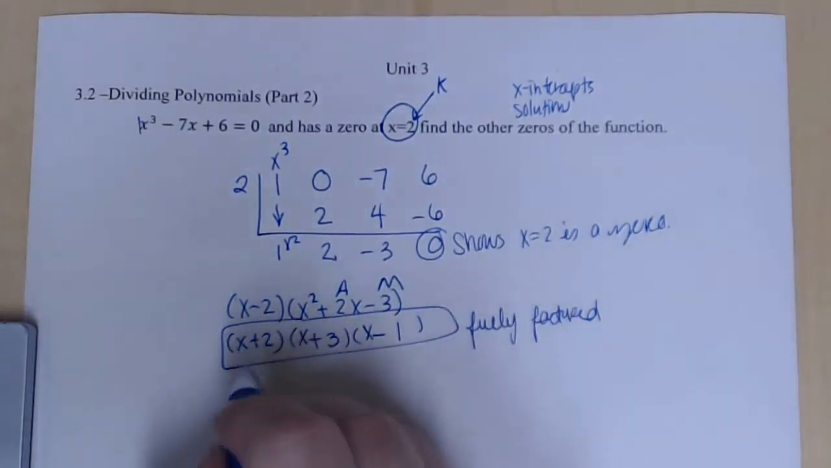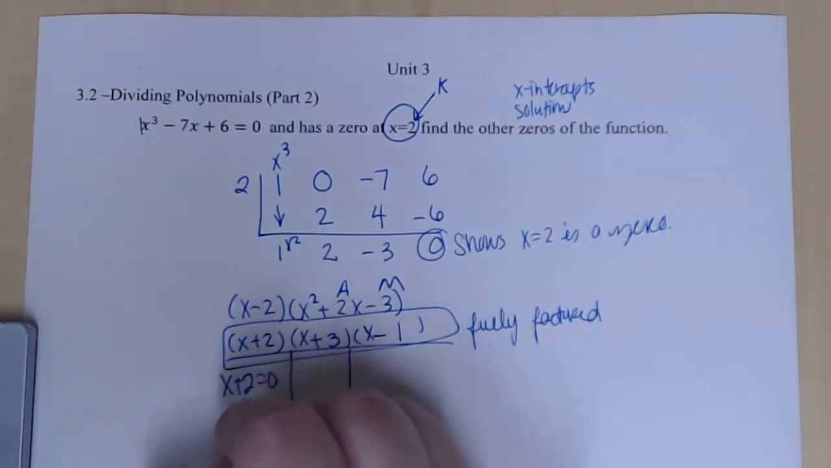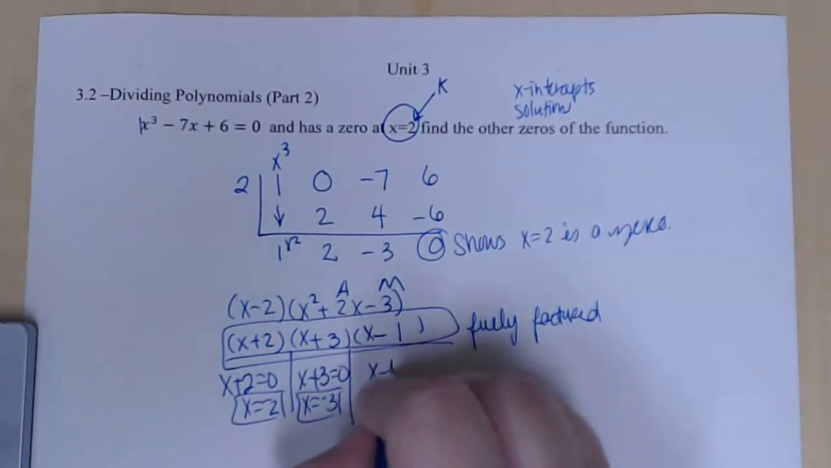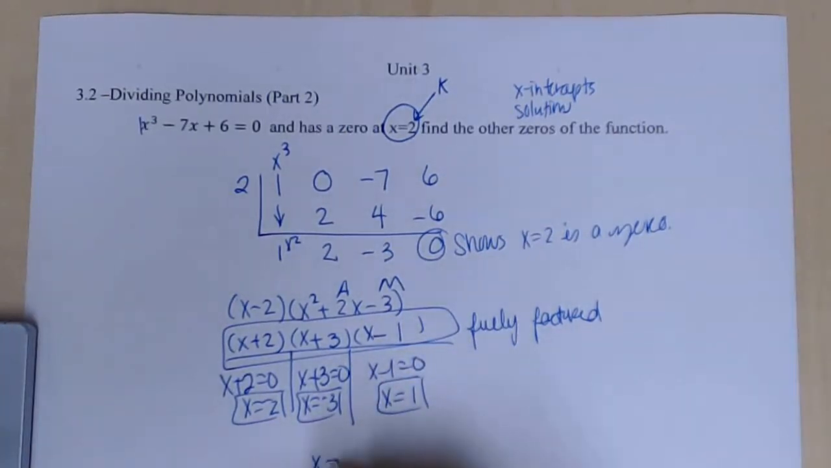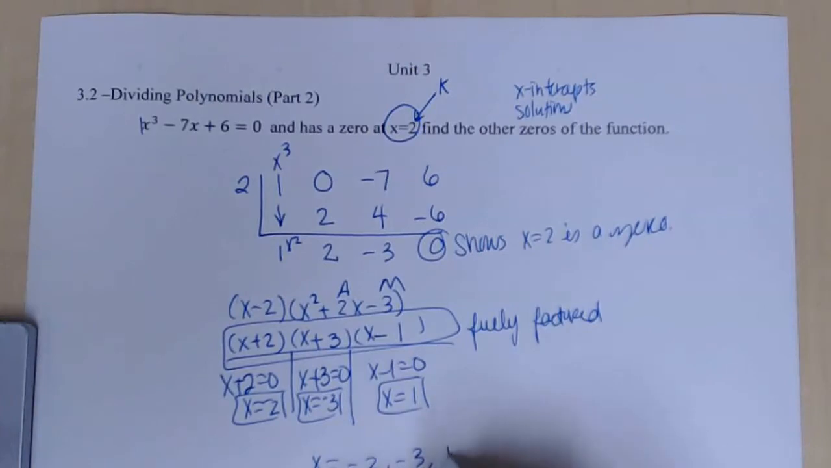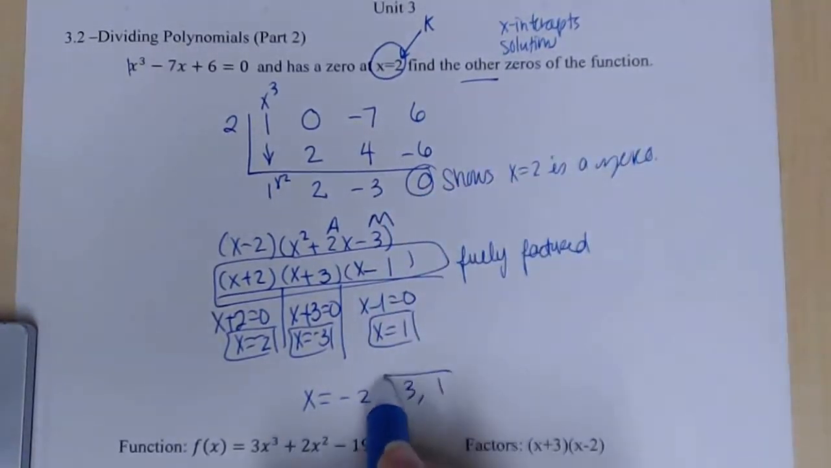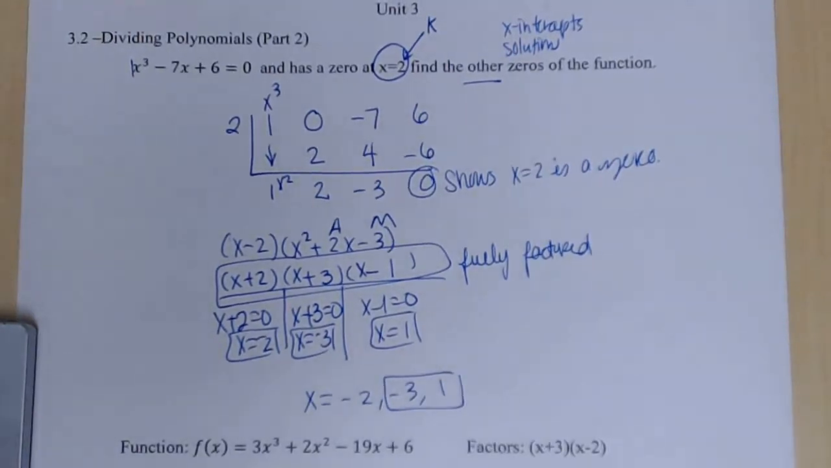It asked me to find all the zeros of the function, so I just set each of those pieces equal to 0. So I have x plus 2 equal to 0, so x is -2. x plus 3 equal to 0, so x is -3. And x minus 1 equal to 0, so x is 1. So to find all the zeros, I could say I have zeros at -2, -3, and 1. Just be careful with the wording. This one said find the other zeros, so they're probably not going to include -2 in typing it in the box.